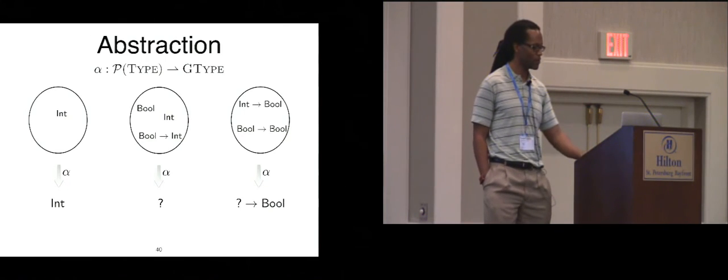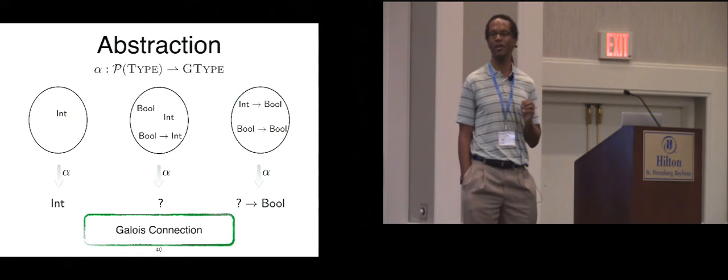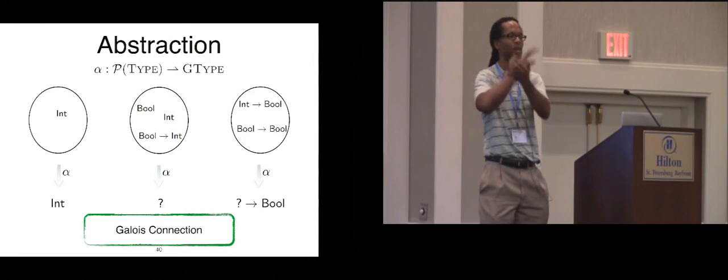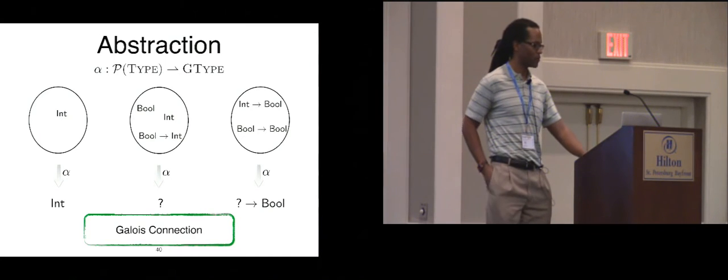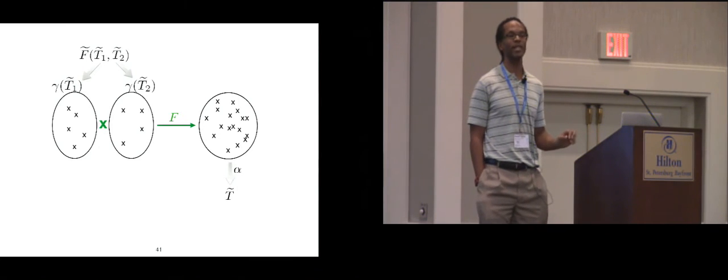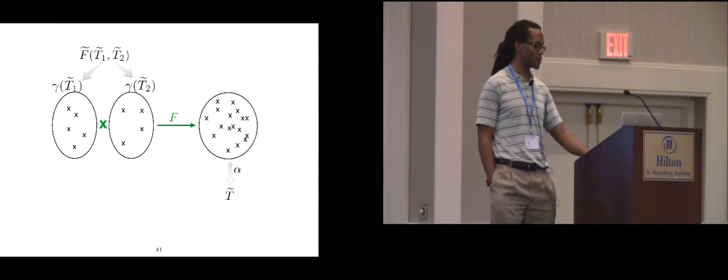So these two functions together, with their notion of optimality, produce what's called the Galois connection in abstract interpretation. It's kind of a notion of soundness and optimality between the two. So armed with that, we can finally complete the diagram and abstract our bag of types to the best gradual type that we can get.